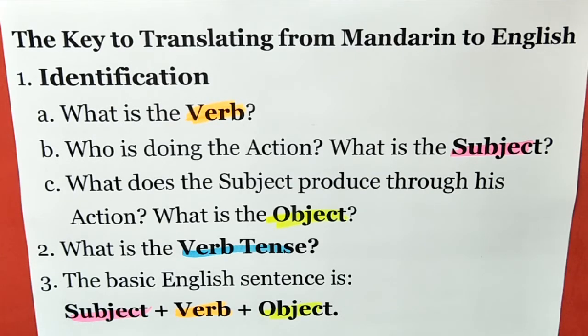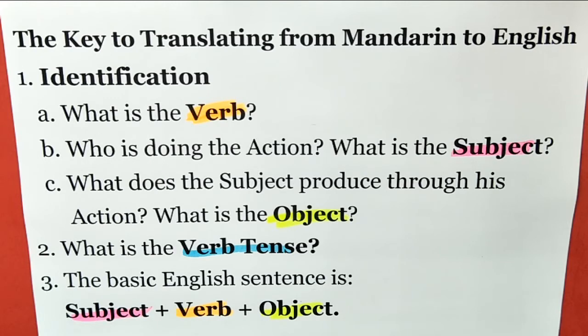Next we ask, what is the verb tense? That is very important when you understand English sentences. The verb tense tells us time. And don't forget, the basic English sentence is subject, verb, plus object. Very important. SVO. All right, let's look at our exercise, and we're going to color the verb orange, the subject pink, the object yellow. We will color the verb tense clues blue.